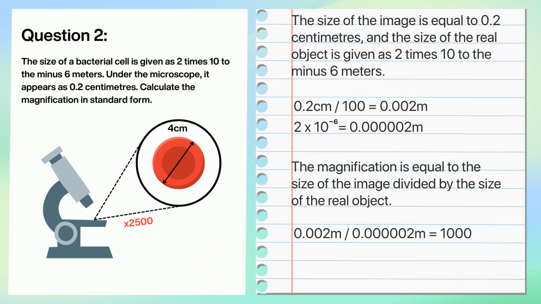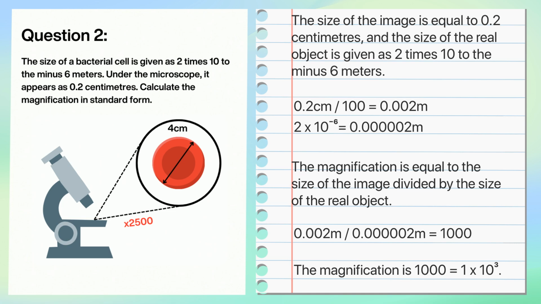Finally, we will convert back into standard form. Since the question asked us to, 1000 is 1 times 10 to the 3 in standard form. In conclusion, the magnification is 1 times 10 to the 3. By using these steps, you can effectively tackle GCSE Biology questions related to calculating magnification, converting units, and using standard form.